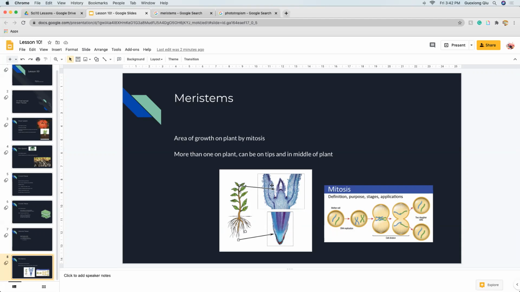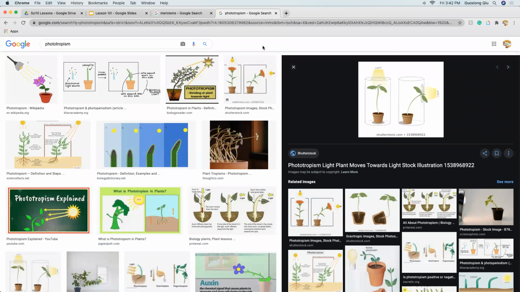So as you can see, the meristems on the tip of the plant allow it to grow taller. The meristems at the roots make the roots grow longer. And then there's also meristems in the middle of the plant. So if we look at this, can you see this image on the right here? I will assume you can.